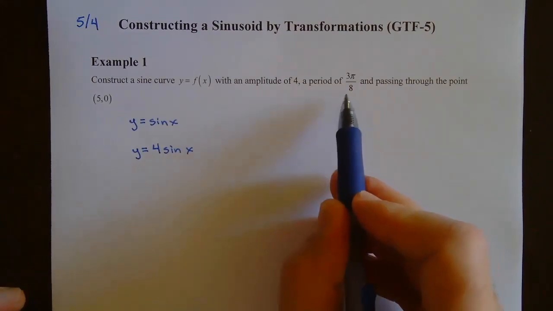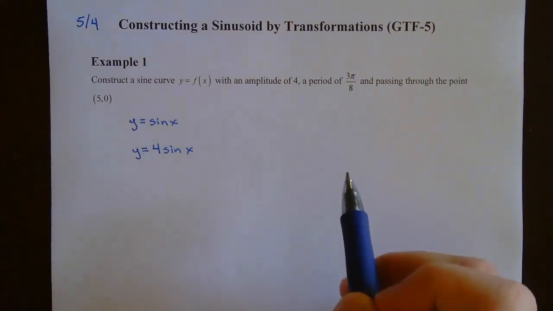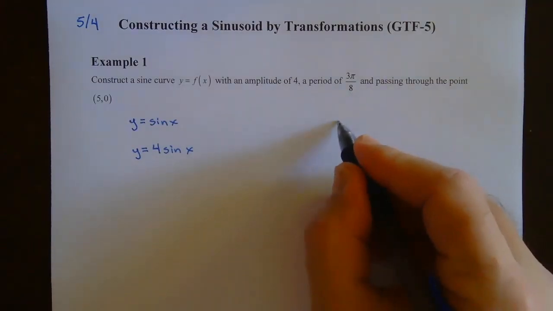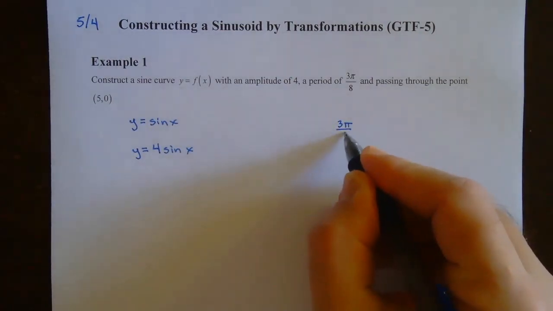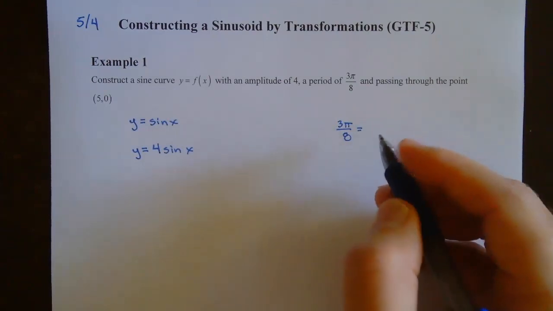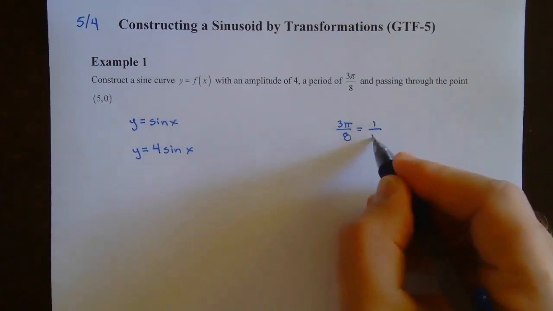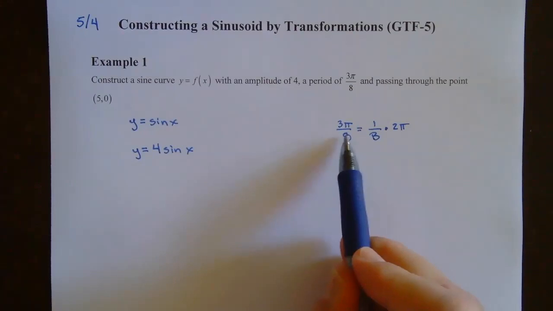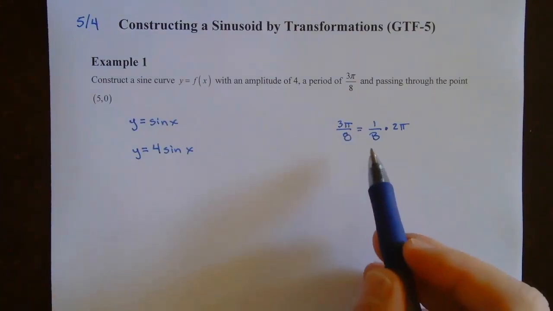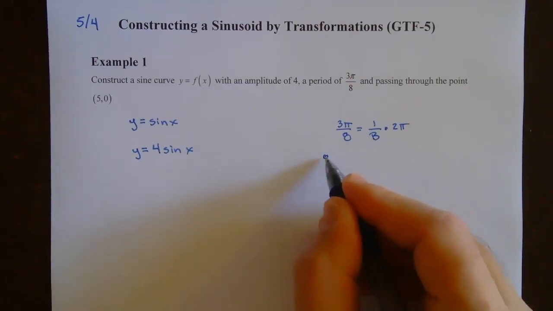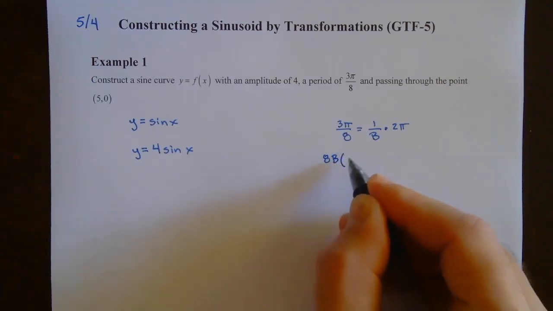Now we want to have a period of 3 pi over 8, okay? That means I've got to figure out my b value that will cause this to happen. So I'm going to take 3 pi over 8, which is my period, and I know I can get that by taking 2 pi and multiplying it by 1 over b. So 1 over b times 2 pi would have to give me this 3 pi over 8. All right, so now we can multiply both sides by 8b to clear out our fractions. So I'm going to do that to both sides.